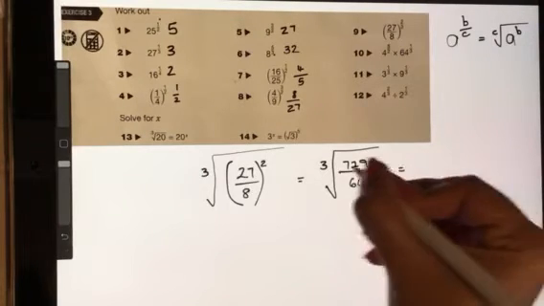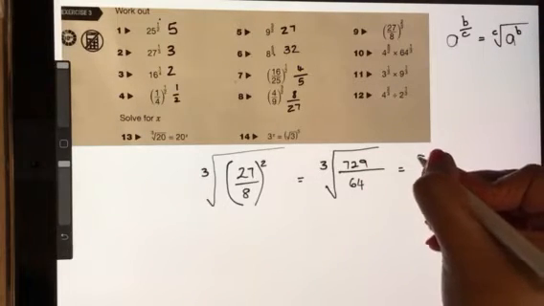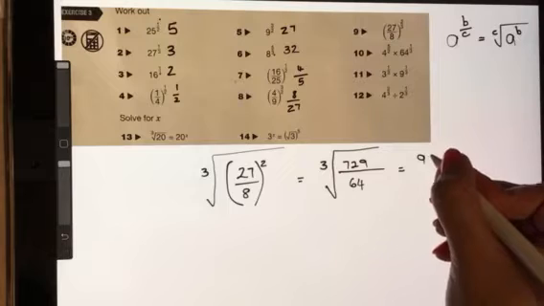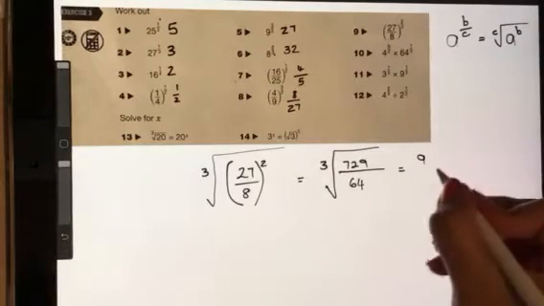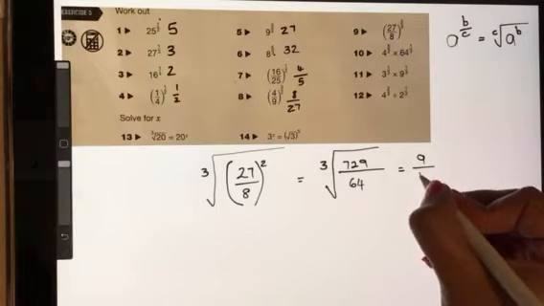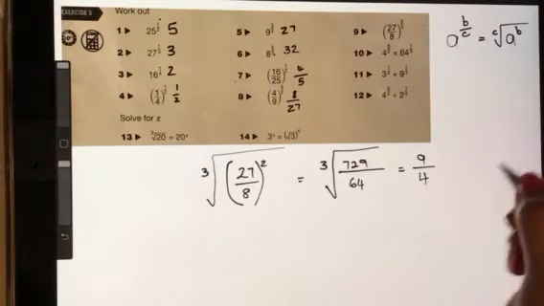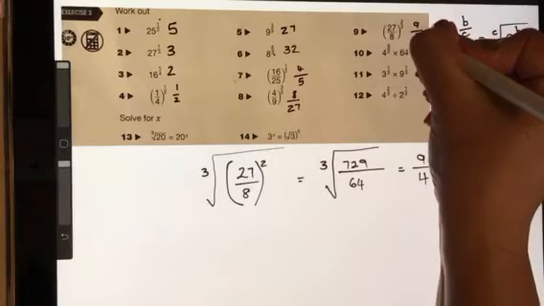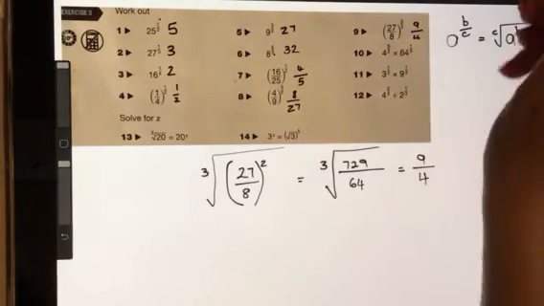If you now take the cube root of 729, you get 9 because 9 times 9 times 9 gives you 729, and the cube root of 64 gives you 4. So your answer is 9 over 4.